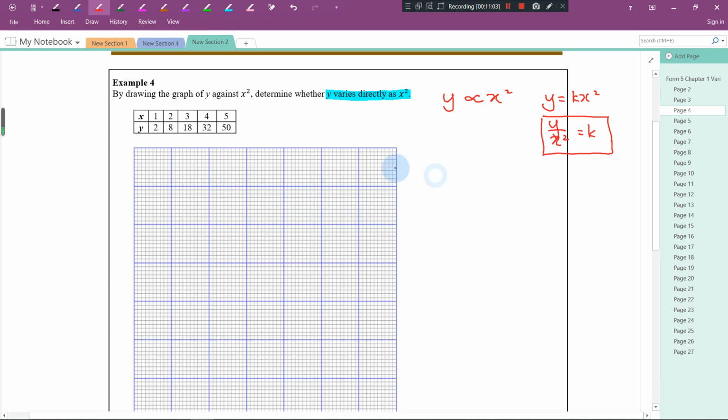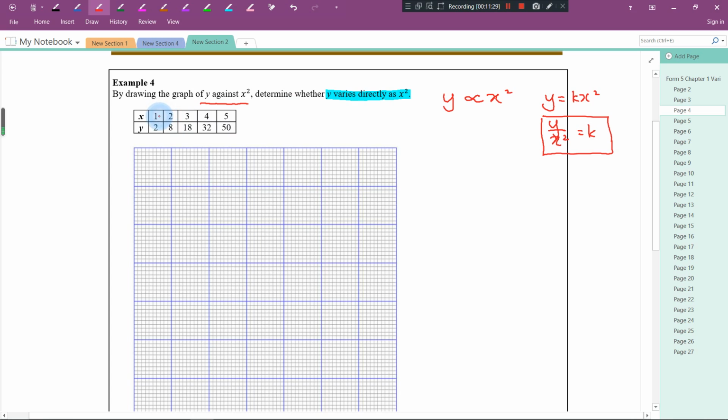But in this case, the question asks us to use a graph method, then we will need to use this method. Okay, so after I draw the graph, I will show you this method to test if y varies directly as x squared or not. Since we want to test whether y varies directly as x squared, we need to draw a graph y against x squared, not y against x.